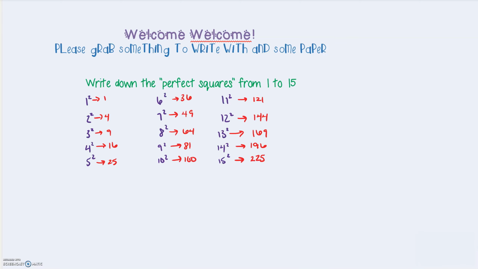All right, so here are our perfect squares from 1 to 15. If you did not get any of these, please go ahead and fix them. Remember, when we're squaring something, we're multiplying it by itself, not by 2.